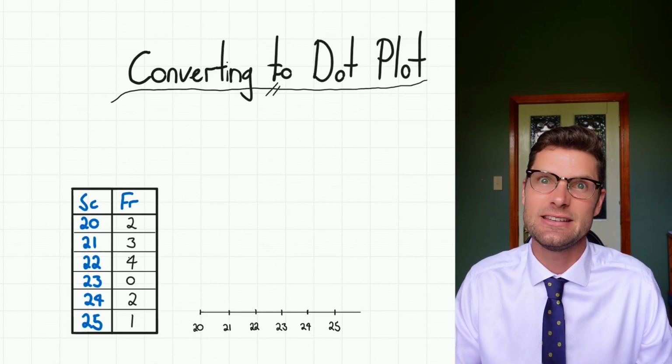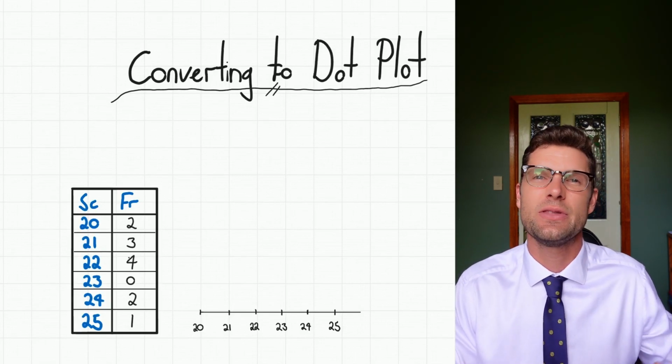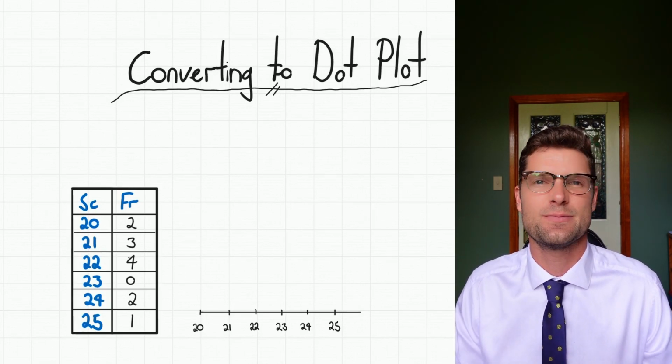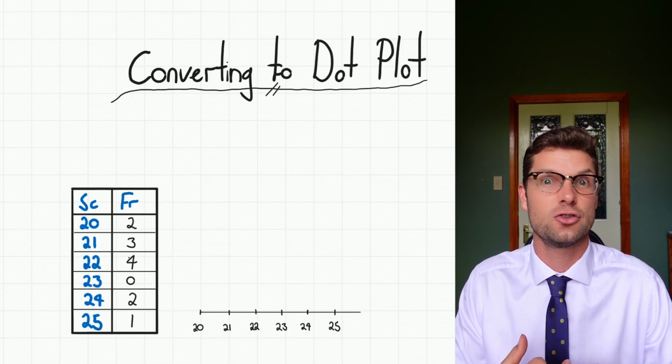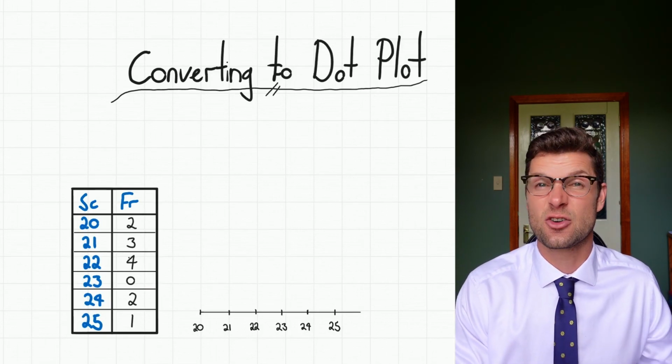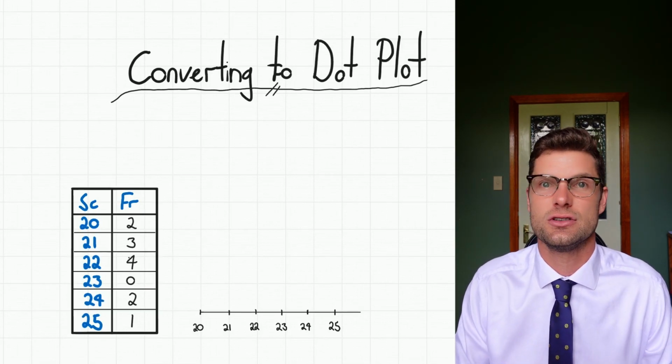These are the most basic out of all our data displays, and you're going to see why in a second. So in this frequency table, it's a little bit different. Maybe it's marks in a test. And I've got students that got 20, 21, 22, 23, 24, 25. So they're the score, and then the frequency is on the other side. So I had 2 students that scored 20.